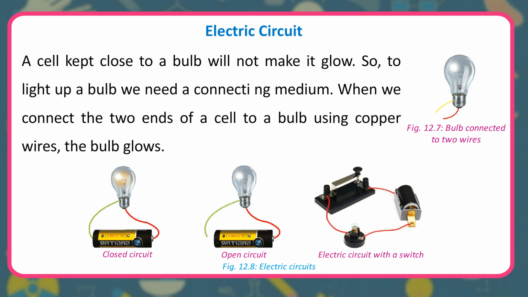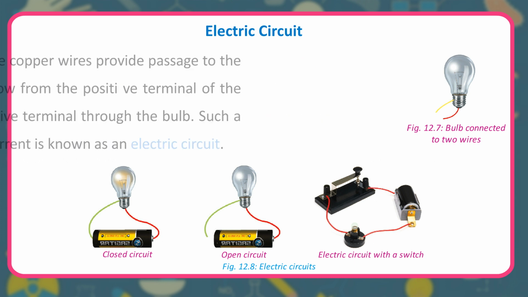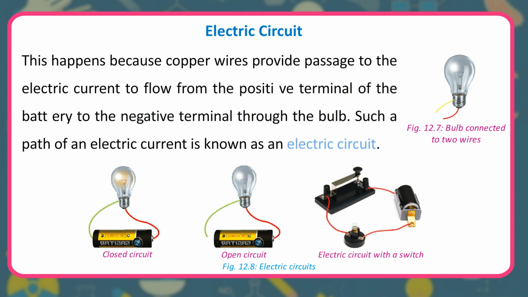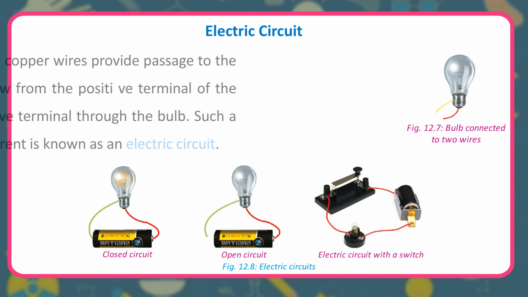Electric circuit. A cell kept close to a bulb will not make it glow. So, to light up a bulb we need a connecting medium. When we connect the two ends of a cell to a bulb using copper wires, the bulb glows. This happens because copper wires provide passage to the electric current to flow from the positive terminal of the battery to the negative terminal through the bulb. Such a path of an electric current is known as an electric circuit.